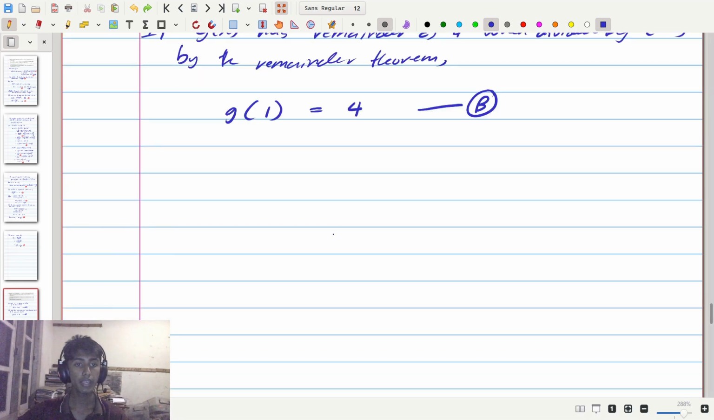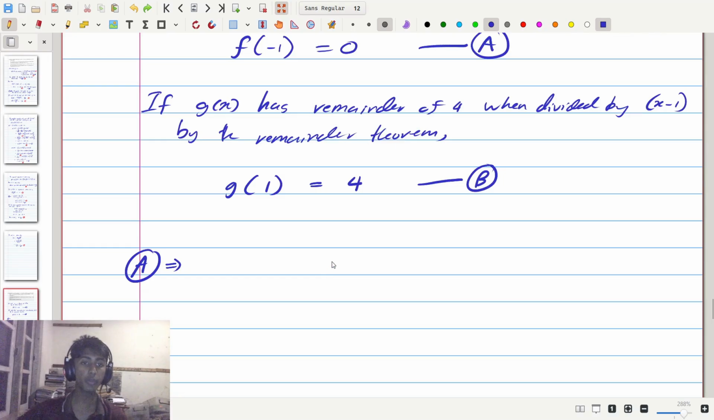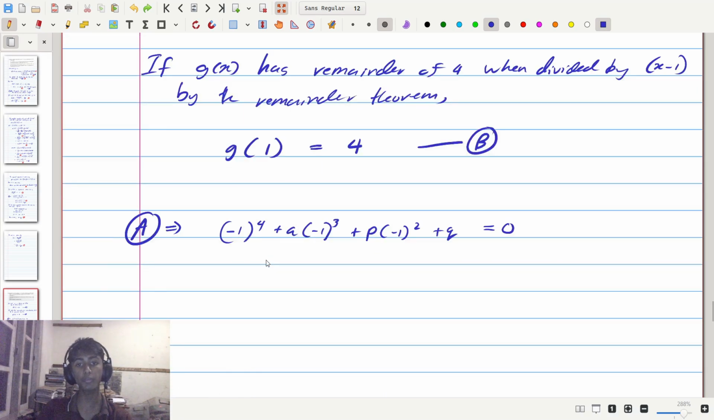So for A, if we apply f of negative 1, we are going to get negative 1 to the power of 4 plus a times negative 1 cubed plus p times negative 1 squared plus q. So applying that on the left hand side of our equation, we get negative 1 to the power of 4 plus a times negative 1 cubed plus p times negative 1 squared plus q. And on the other side, we have equals 0. So that's what we get when we apply equation number A with x equals negative 1 into f of x. We get that equation with negative 1 substituted for x.